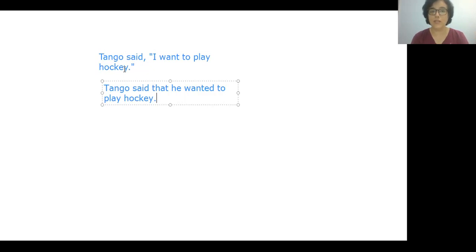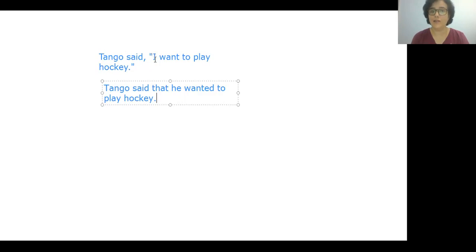Now, if I want to change this sentence to indirect speech or reported speech, this is how I do it. Tango said stays the same, but I remove the comma and I remove the inverted commas, right? Because it's no longer the exact words that he's saying. I'm telling someone else what Tango has said to me. So I have to remove the comma and the inverted commas and add the word that. You have to add that.